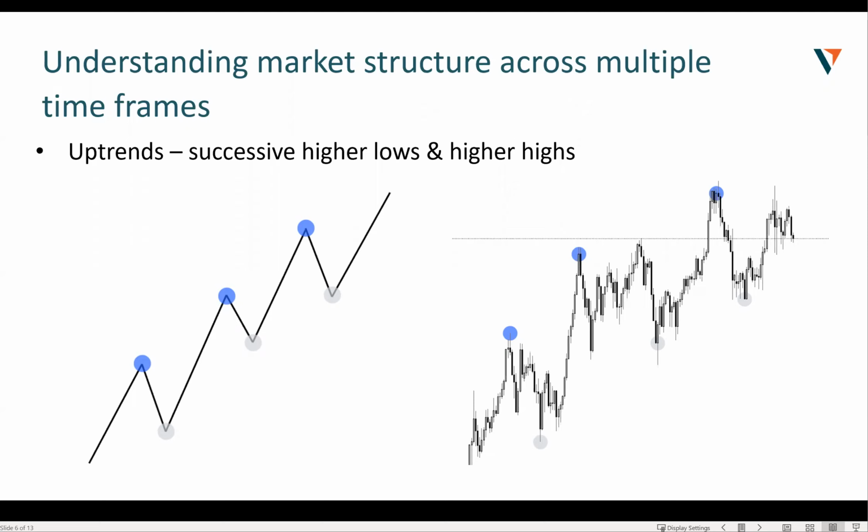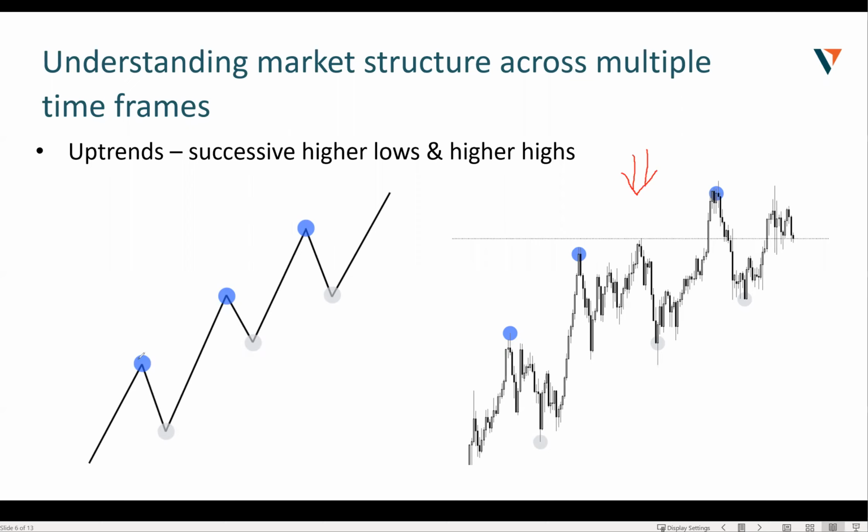The one on the left is drawn in a line chart. Essentially, when you load any TradingView chart, at one glance, you should be able to see the general direction of the market. In this example, in an uptrend, we should see successive higher lows and higher highs being formed. And this is an example of how you can see it on a chart, the one that we are seeing over here on the right.